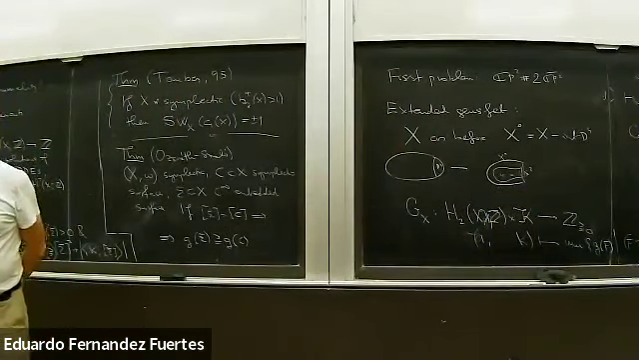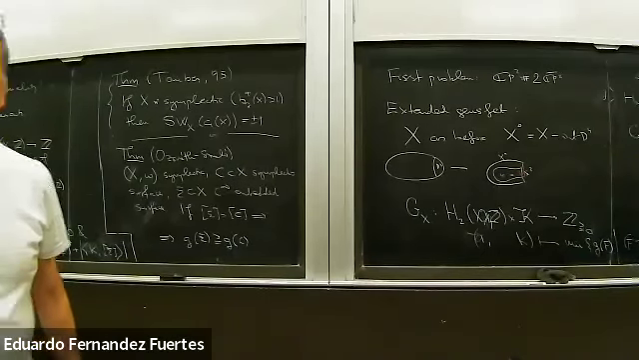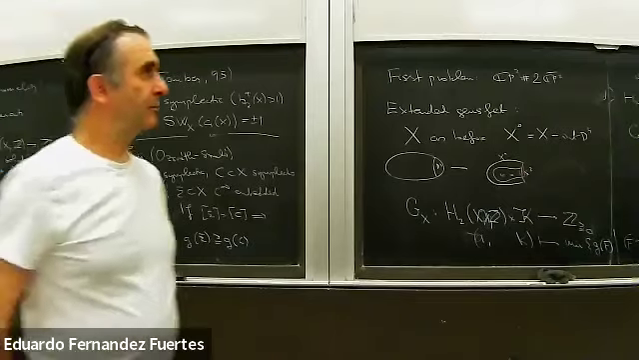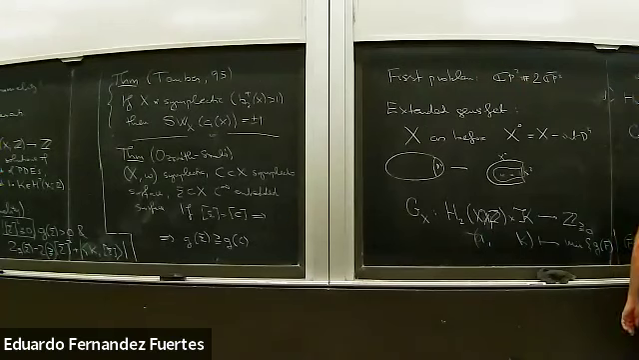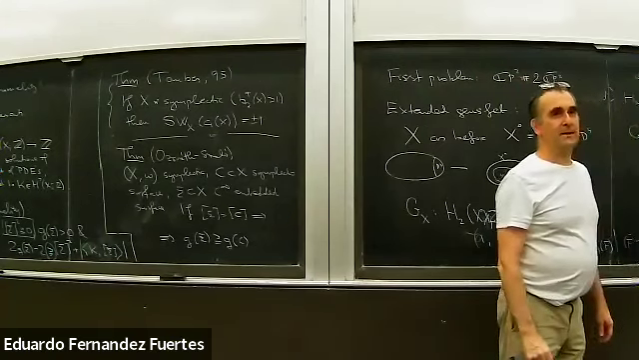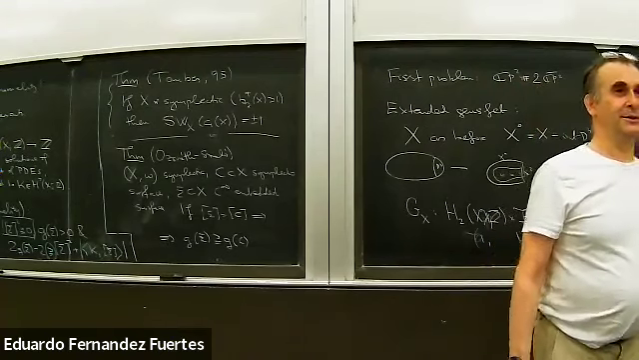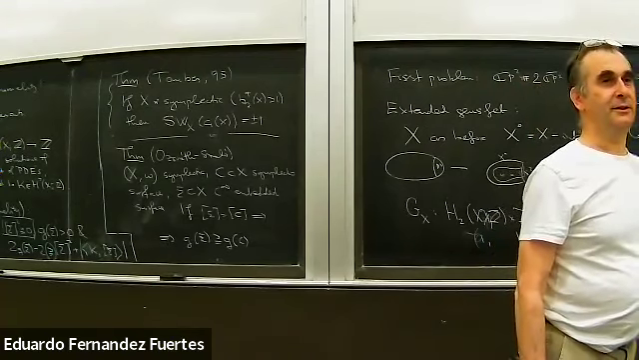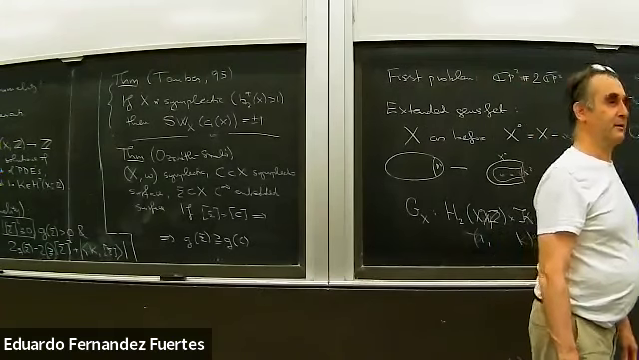Any other questions? Yes? For CP2 connected sum CP2 bar, what happens if A is greater than 0, greater than B? Say it again. What happens if A is positive and B is negative? So this is where you flip the orientation. But you flip A and B together. I mean, one is positive, one is negative.